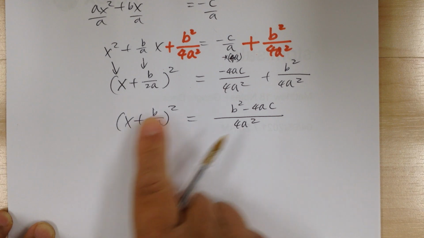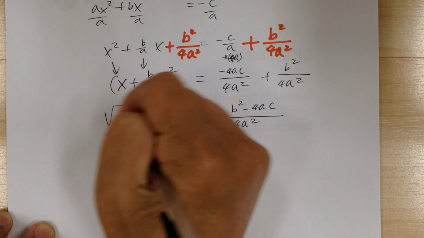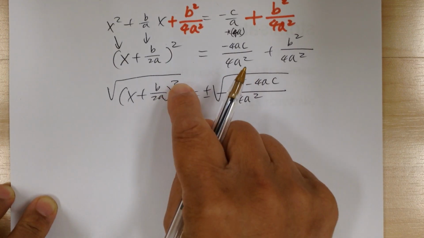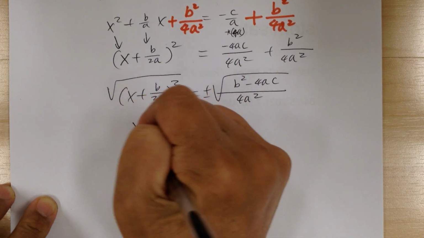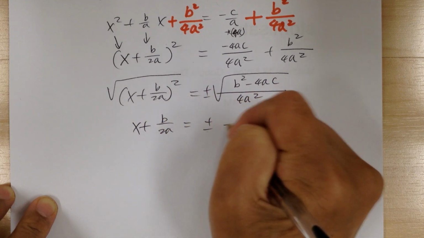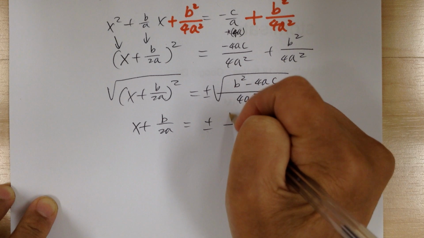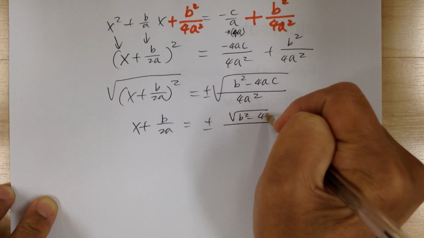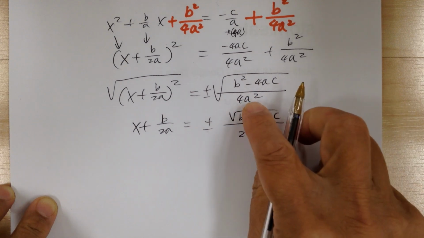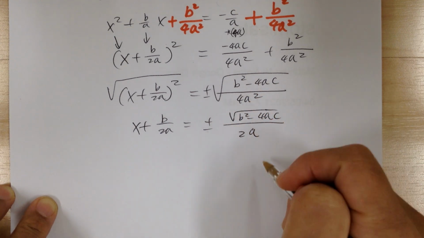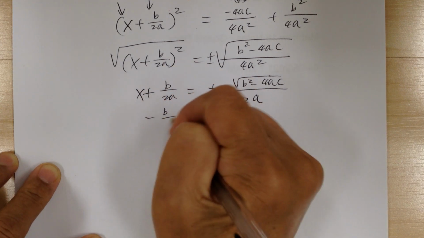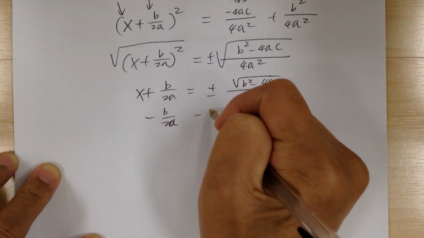So to solve for x, I need to undo this. So I'm going to take the square root on both sides, and we have to have plus or minus in front. The square and square will cancel out. So I get x plus b over 2a equal to plus or minus, and this one you cannot simplify, so leave the top alone. On the bottom, the square root of 4 is 2. Square root of a squared is a. Then after that, I need to get rid of this, so minus b over 2a on both sides.